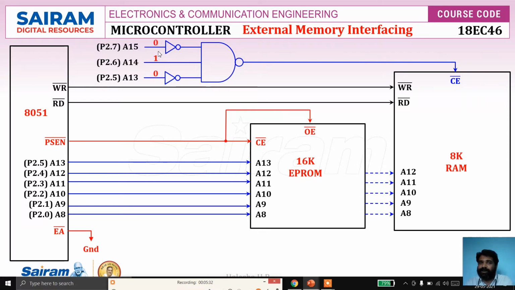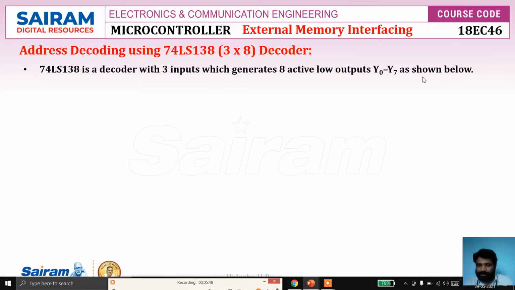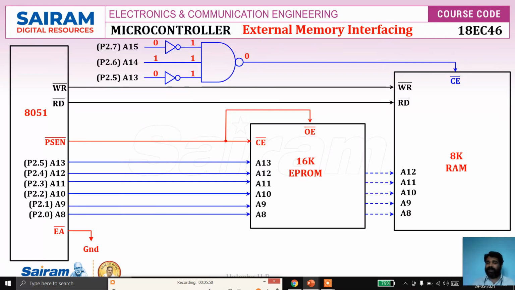Here A13 is 0, A14 is 1, A15 is 0. A14 is connected as it is, and the others are connected through NOT gates, so all outputs are 1 and it enables the chip. This is how a simple NAND gate can be used for decoding purposes.